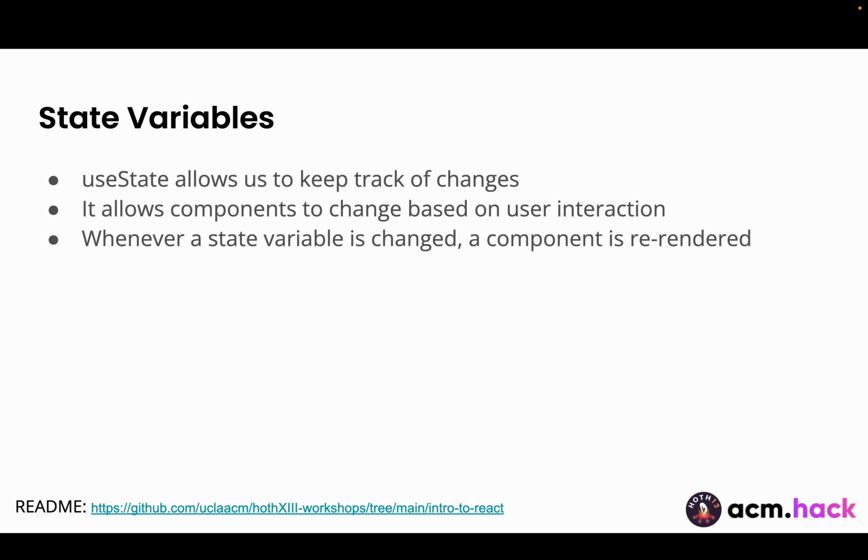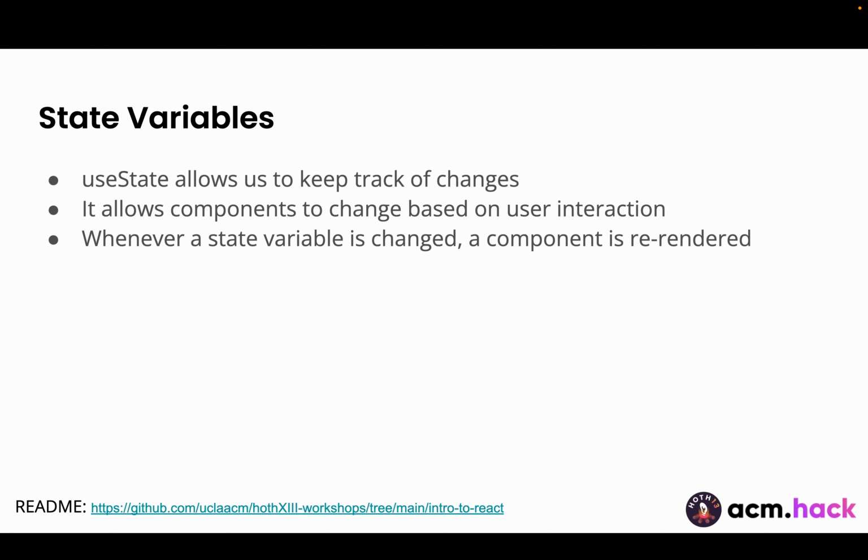So essentially, let's first talk about state variables. This is the second part of React that is one of the core aspects. It's essentially a variable that allows you to keep track of changes. So for example, if a user clicks a button, you want it to do something. So what you do is you change a state variable that allows you to change an item or do something in the code.